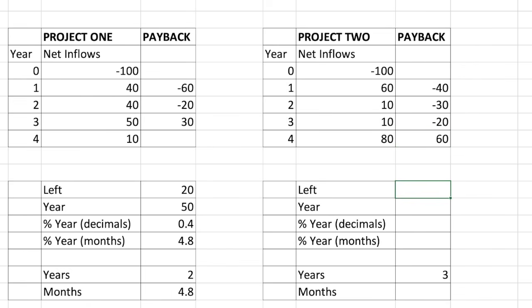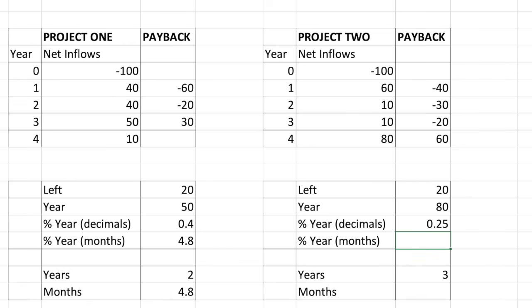In terms of the interpolation, take the amount you have left to pay back going into the year that you turn positive. So we had 20, minus 20, it's there. So we put 20 here, that was the amount left, and then we find the amount of the entire year. The amount of the entire year in the year that we turned positive was 80. So it looks like it's going to be a quarter of the way along that year it was paid back, because we do 20 divided by 80.